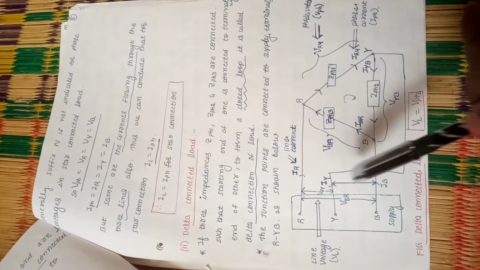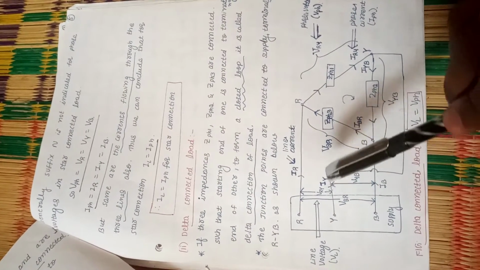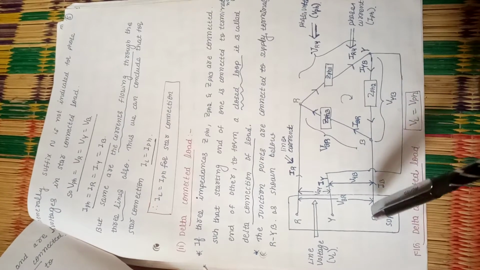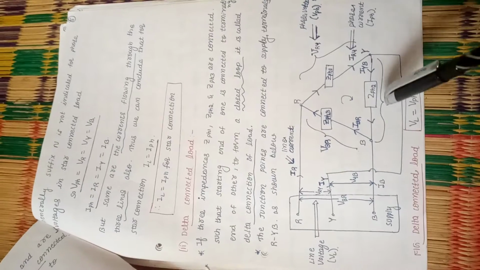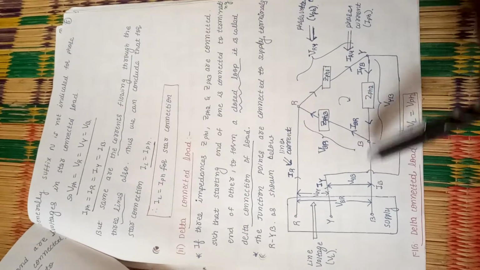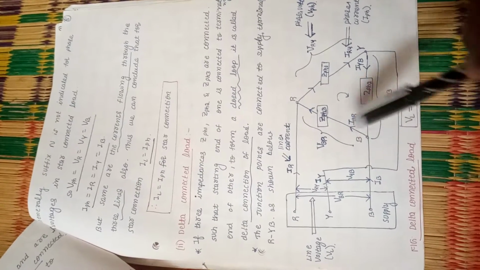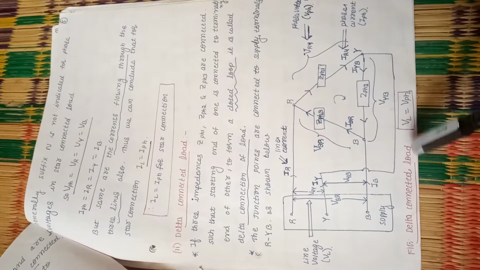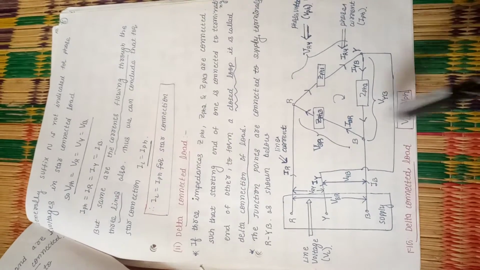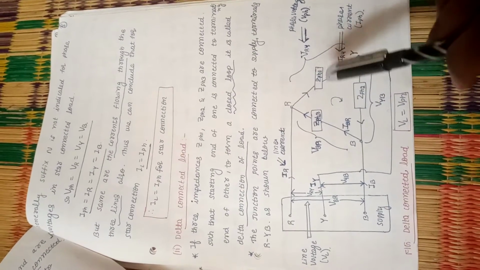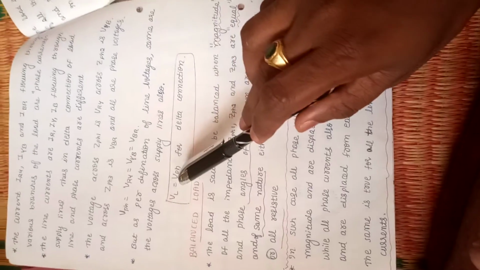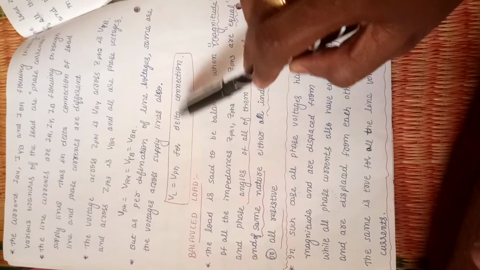If we consider between Y and B, this is the Y terminal and this is the B terminal. Between Y and B, this load is in parallel with VYB, therefore phase voltage is equal to line voltage. In the case of delta connected load, phase voltage is equal to line voltage, but currents are not equal. It will vary because the current is passing through the load here. So that's what I have written here: VL is equal to VPH for delta connection.